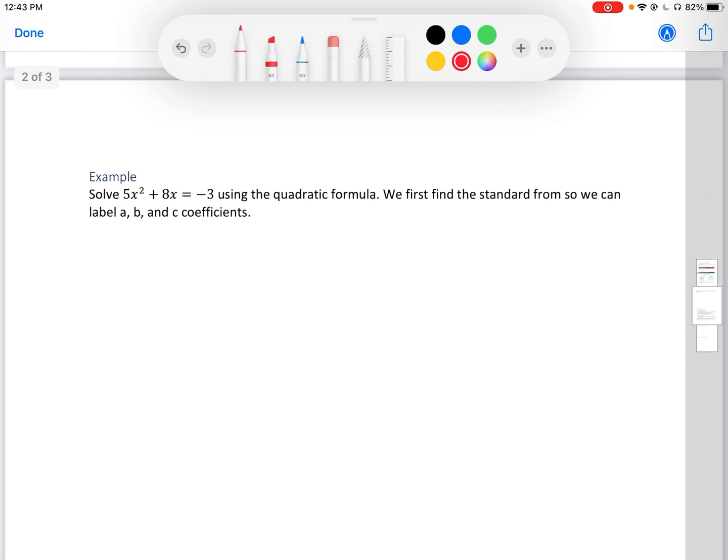Example, solve 5x squared plus 8x minus 3 using the quadratic formula. We first find the standard form so we can label a, b, and c coefficients, meaning you first have to set it equal to 0. All right, so let's go ahead and add 3 to both sides so that we have 5x squared plus 8x plus 3 is equal to 0. Now we label our coefficients. I have a is equal to 5, b is equal to 8, and c is equal to 3.